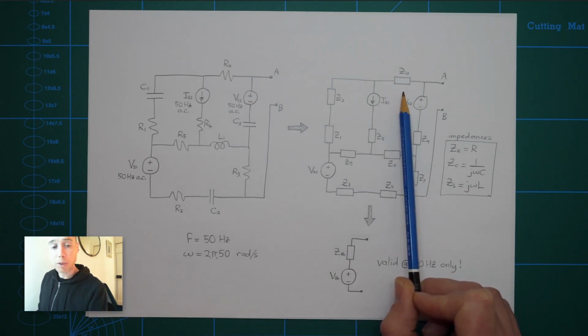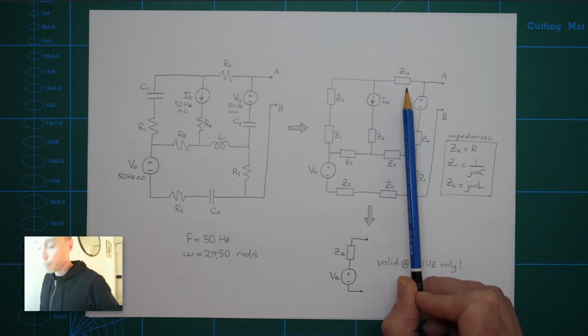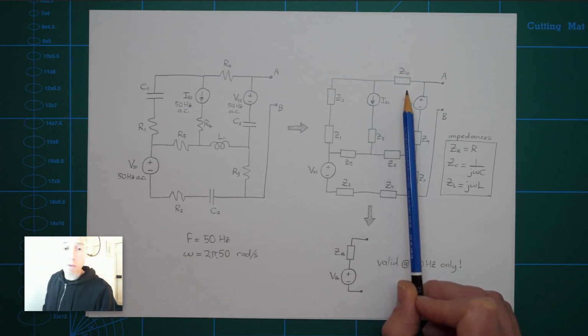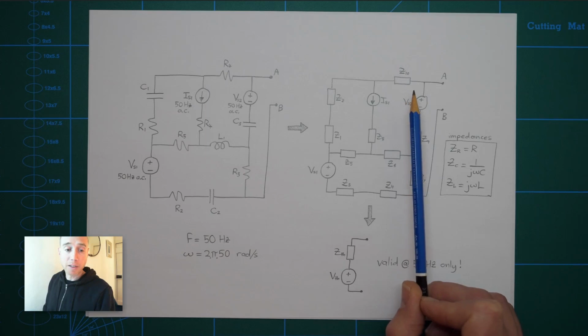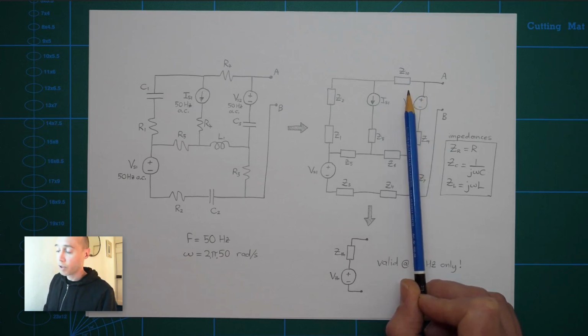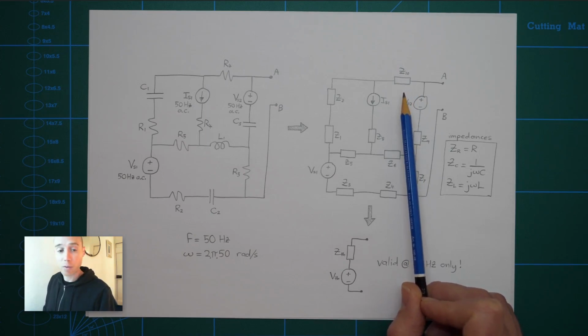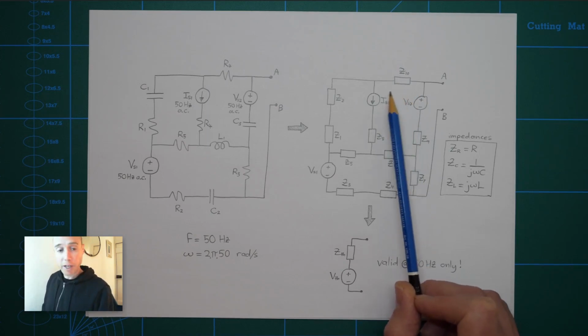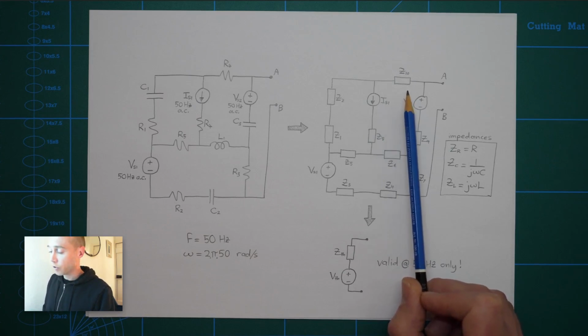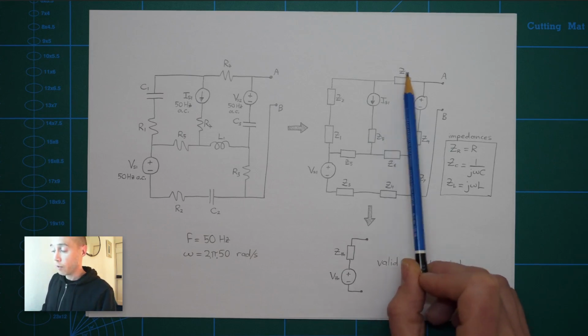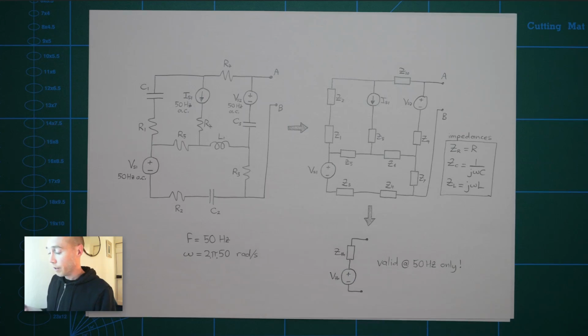You'll sometimes see people use these to represent resistors, but they're also commonly just used to represent impedances, which could be resistors, inductors or capacitors, or it could be a mixture of resistance and reactance. So some combination of resistors, inductors and or capacitors could be represented by one of these blocks here.